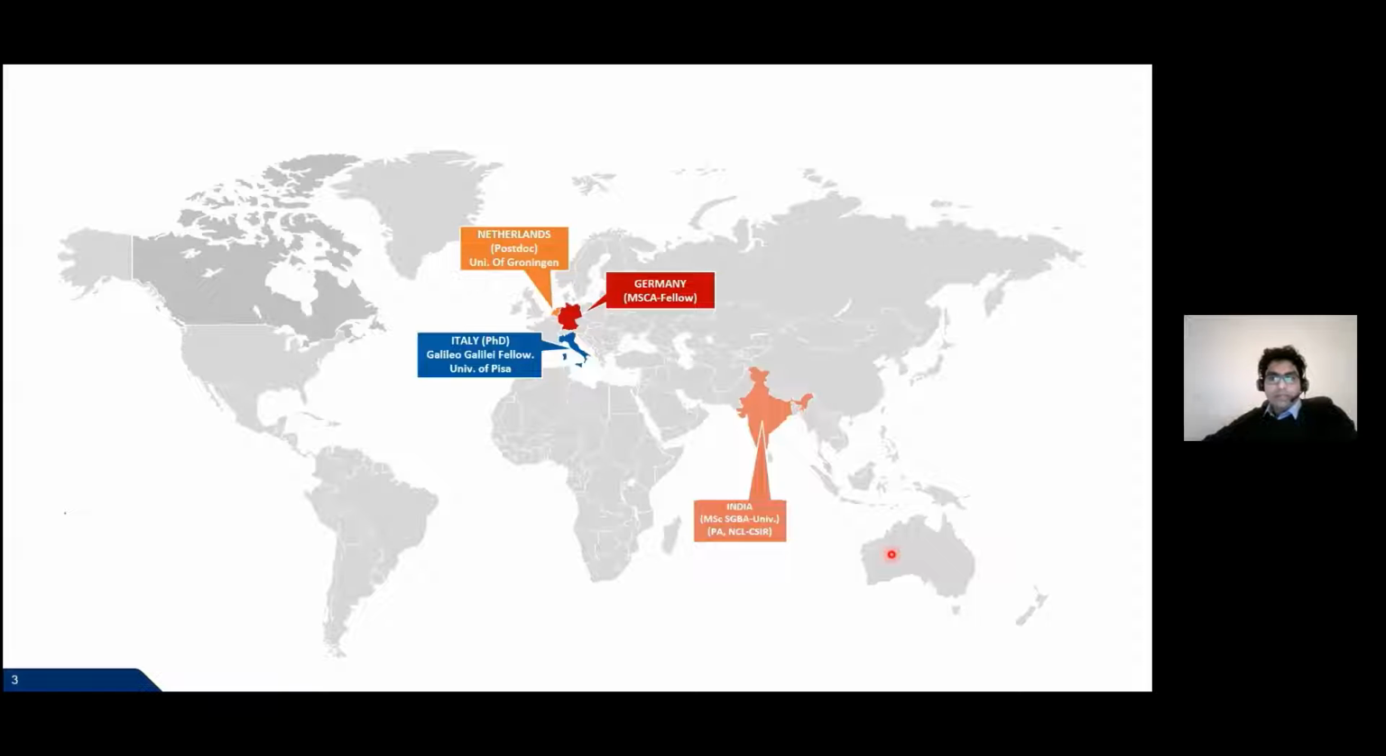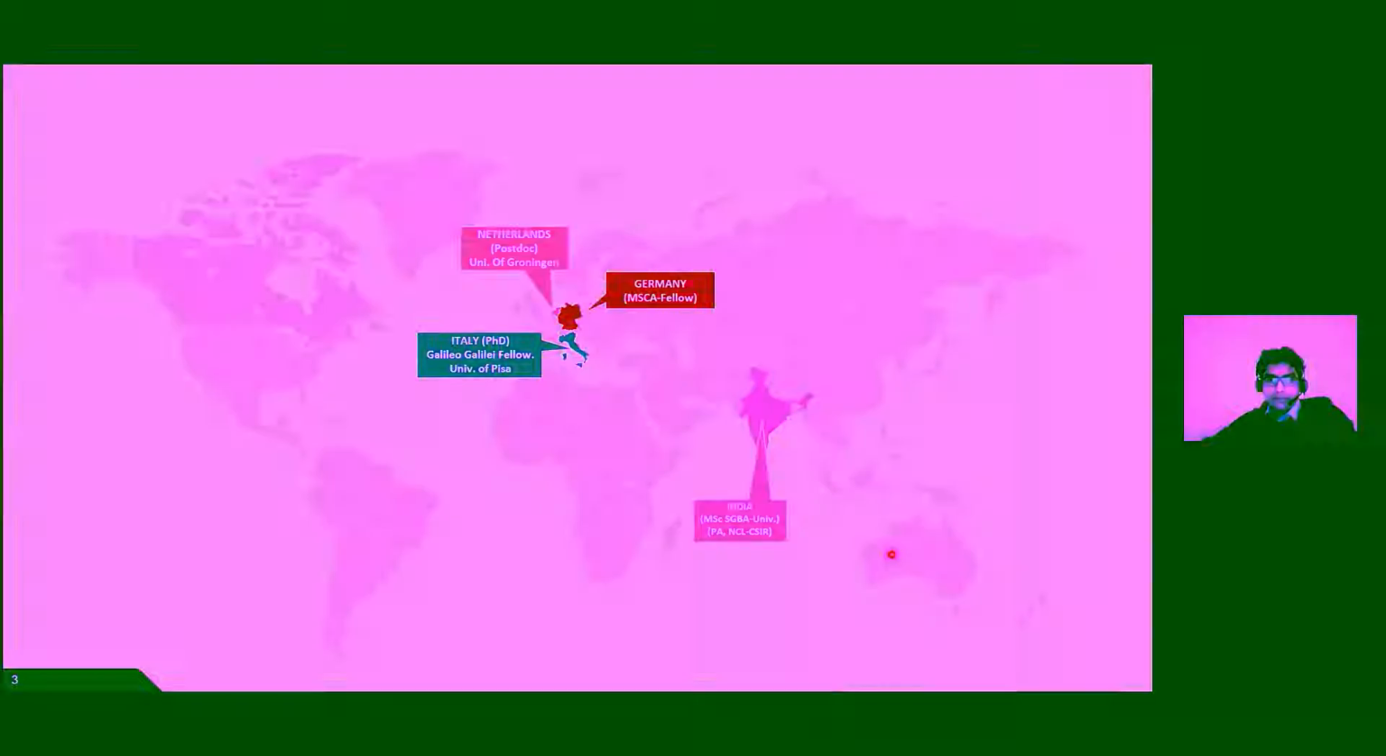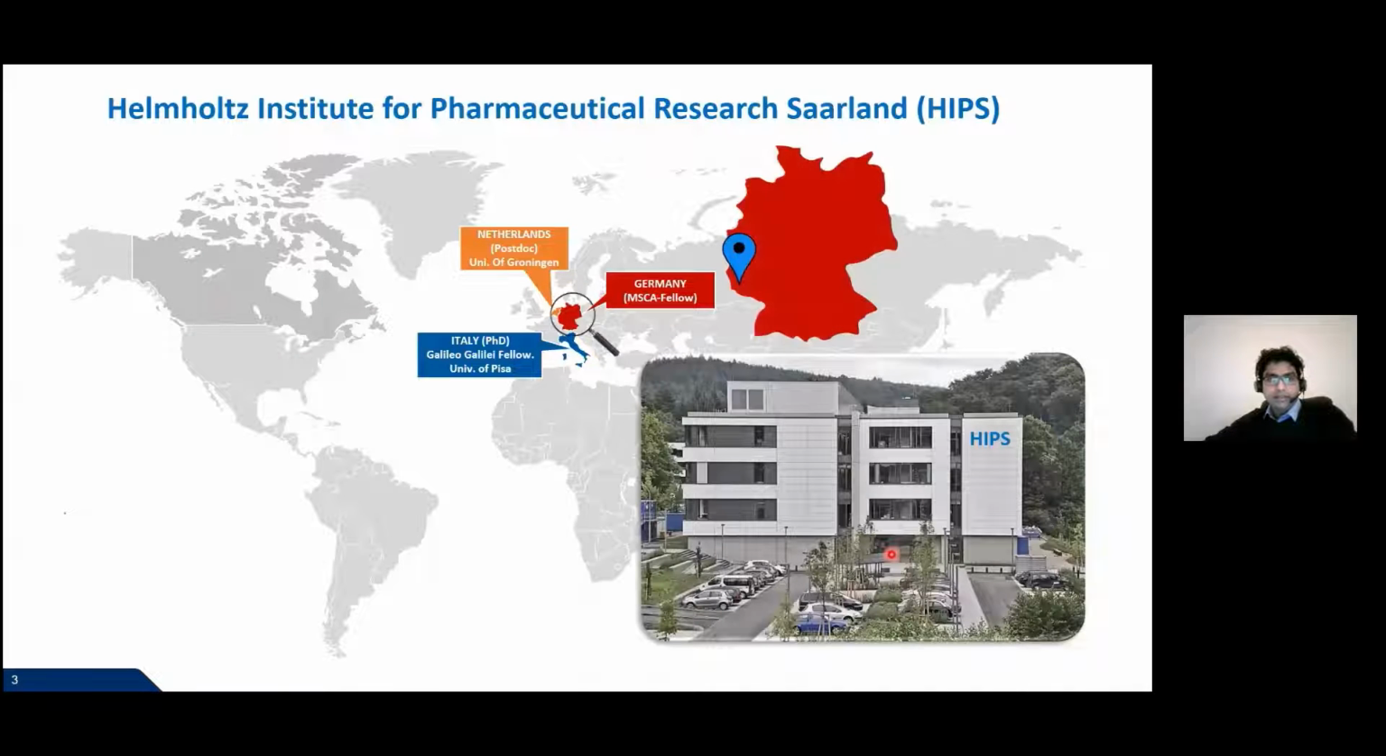So I got a Marie Curie Fellowship in Germany, where I worked at the Helmholtz Institute for Pharmaceutical Research, Saarland. This is situated on the border of France and Germany, and this is a really nice picture of my institute, situated at the foothills of a nice forest. We have 3 floors. Each floor has a different expertise.